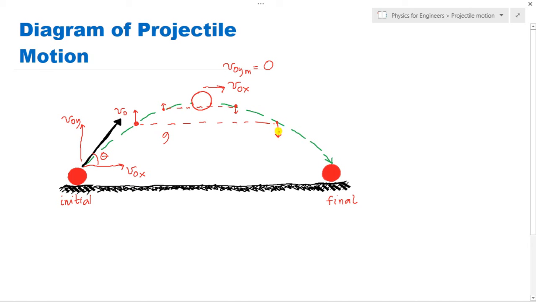So, mag-increase na yung velocity ng ating component along y. Then, aabot siya sa final velocity. And take note, class, yung Vy natin sa final, so Vy final is just the negative of our Vy initial. Take note of that one. They have the same magnitude but opposite in direction.